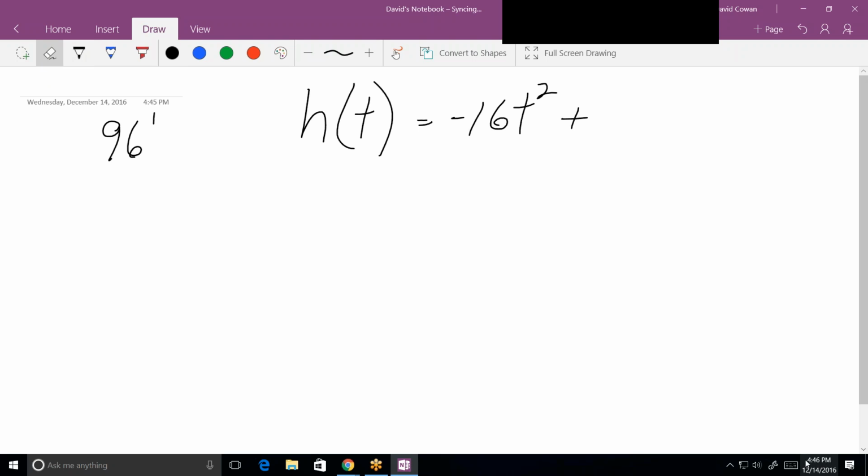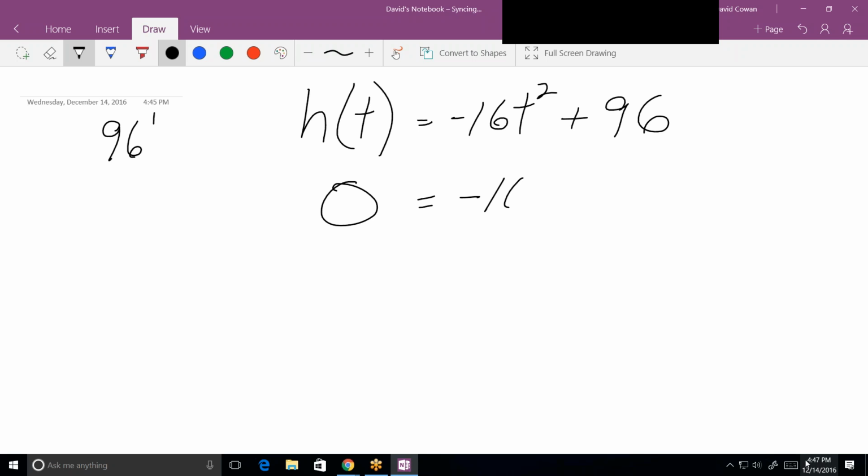So I'm going to first of all replace s with 96. Now I have to solve. What is the height going to be when the ball hits the ground? You always have to ask yourself that question. Oh, h of t is 0. Right. So I'm going to make that 0. That's what its height will be when it hits the ground. So now I just have to solve this equation.